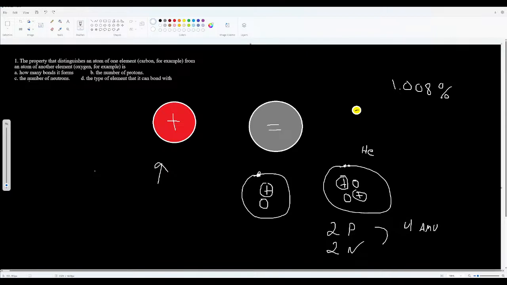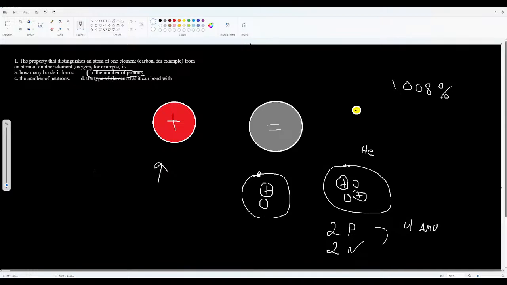So how about D, the type of element that it could bond with? Well, all sorts of elements can bond with all sorts of other elements. Hydrogen can bond to oxygen. Oxygen can bond to carbon. Silicon can bond to carbon, or probably. Anyway, that's not what distinguishes it. So A, C, and D are all wrong.